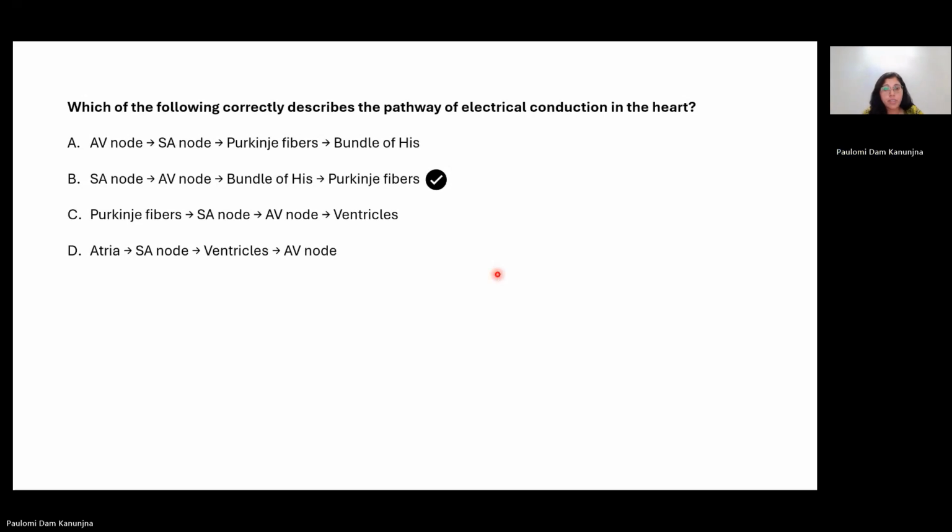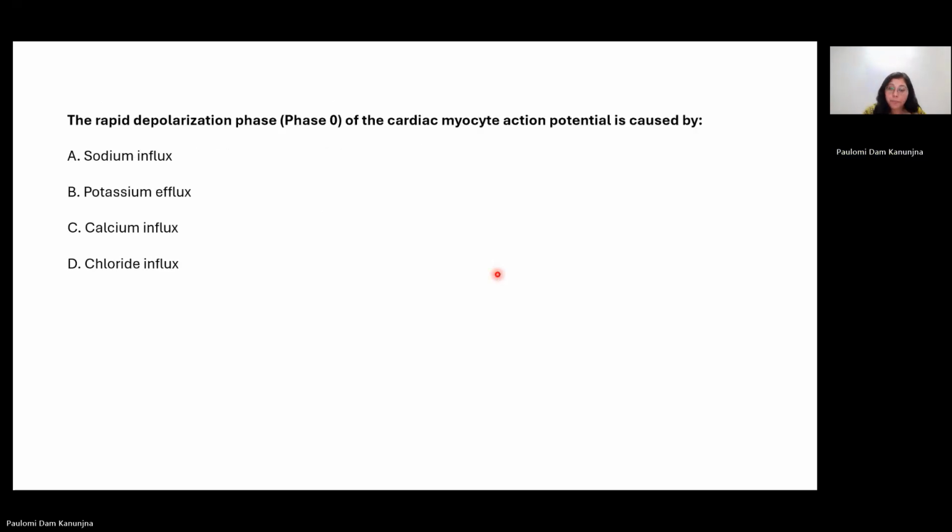Okay. The rapid depolarization phase of the cardiac myocyte action potential is caused by which phase? Anytime it's depolarization, you already know. But also remember, try to link here. We already did phase 0, right? So we are talking about depolarization, but what depolarization is phase 0 referring to? So the answer is sodium influx, yes.